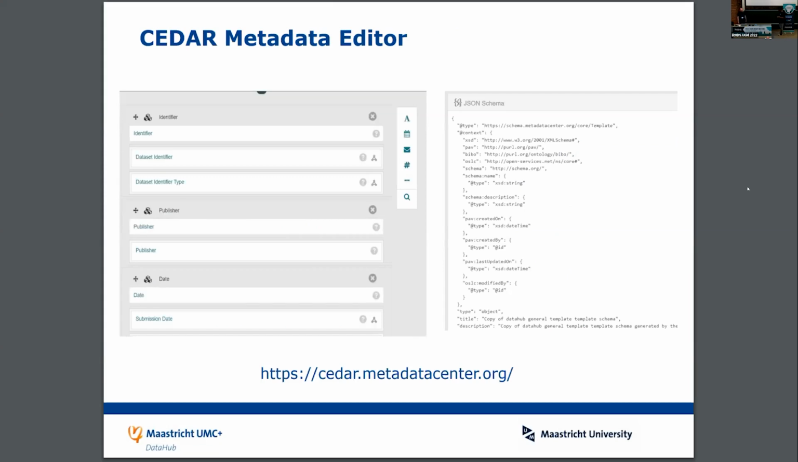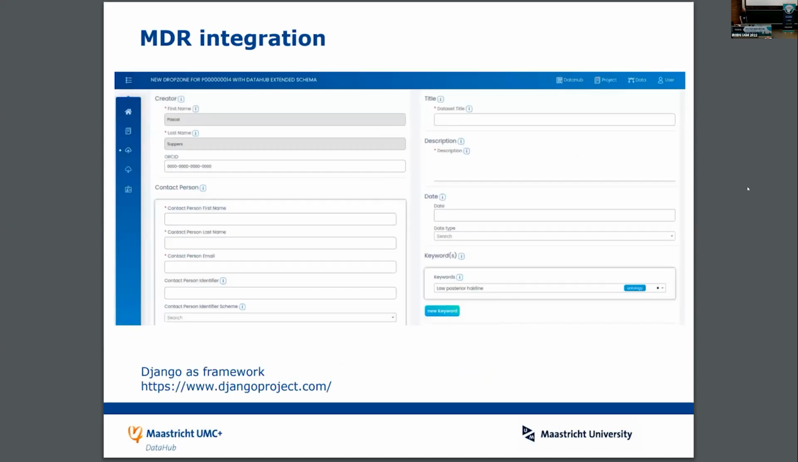Why we did not want to reinvent the wheel, so we took one of the off-the-shelf solutions, which is the CEDAR metadata editor. That's the one we're going to use, so people can build their own metadata form. It spits out JSON schema, and the JSON schema is the stuff we would like at the Maastricht data repository. So we can take that JSON schema, load it into our system, and basically generate from that JSON schema a nice metadata form.